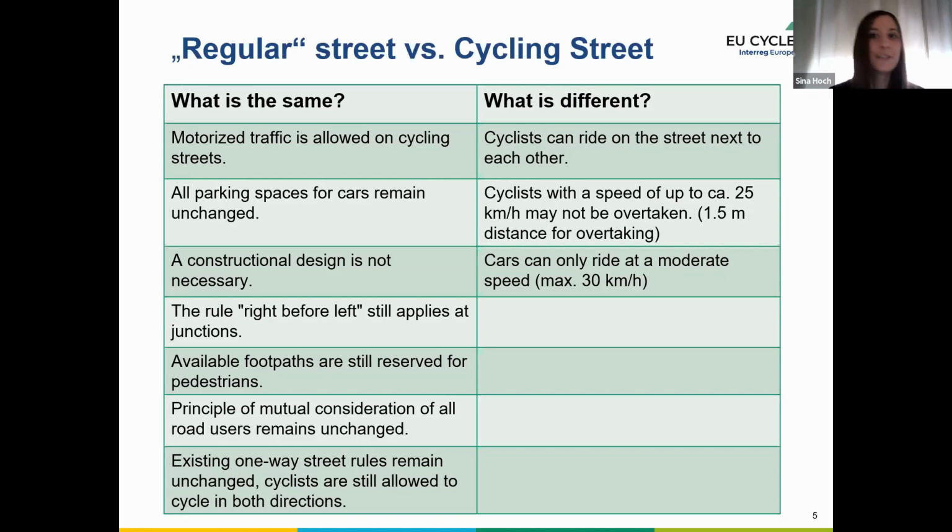What is special for cycling streets is that cyclists can ride next to each other, which they probably shouldn't on usual streets. And cyclists with a speed of up to 25 kilometers per hour may not be overtaken. So not even with a distance from cars of 1.5 meters, cyclists cannot be overtaken. And to also increase safety, cars can only ride at a moderate speed, like 30 kilometers per hour.